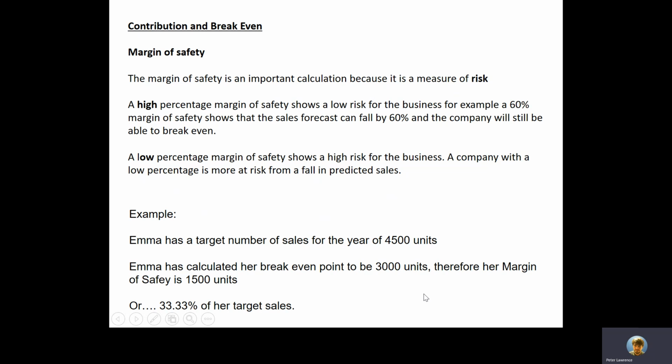So Emma has got a target number of sales of 4,500 units. She's calculated a break-even point to be 3,000 units. Therefore, her margin of safety is 1,500 units, or 33.33% of her target sales. So that means Emma can see her sales drop by up to 33.33% before she starts making a loss. So very important calculation for us. Obviously, when we predict our sales at the start of the year, it's never going to be entirely correct. So we want to make sure we've got a decent margin of safety before we start production.